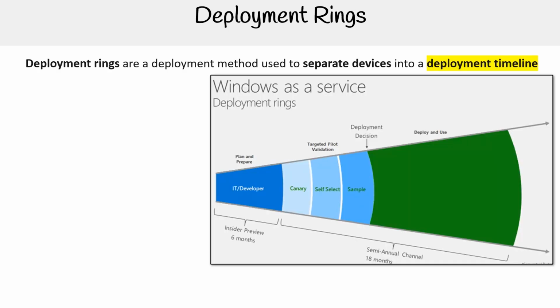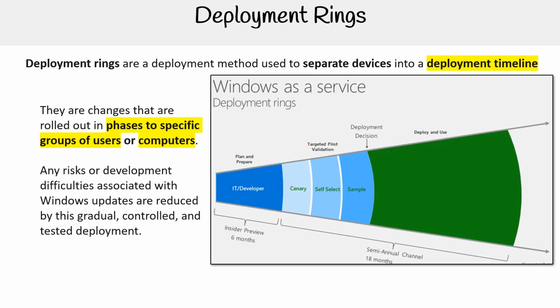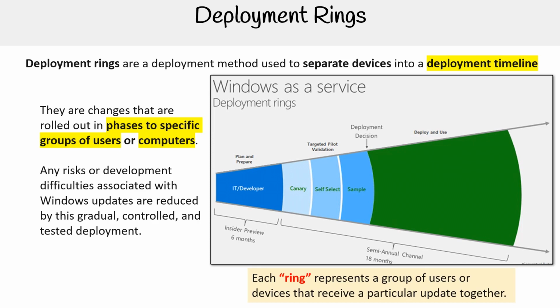Now we'll be talking about the deployment rings. So deployment rings are a deployment method used to separate devices into a deployment timeline. They are changes that are rolled out in phases to specific groups of users or computers. Any risks or deployment difficulties associated with Windows updates are reduced by this gradual, controlled, and tested deployment. Each ring represents a group of users or devices that receive a particular update together.